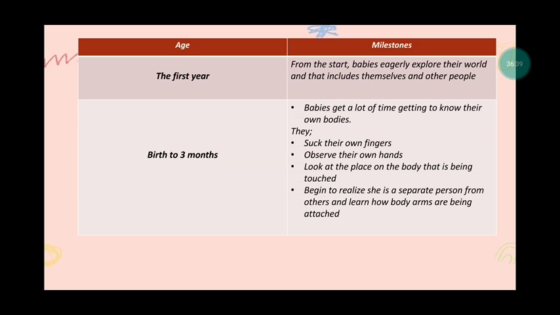So, for the first year, the milestones: from the start, babies eagerly explore their world, and that includes themselves and other people. For birth to 3 months, babies spend a long time getting to know their own bodies. They suck their own fingers, observe their own hands, then look at the place in the body that is being touched. Then they begin to realize she is a separate person from others and learn how body arms are attached.